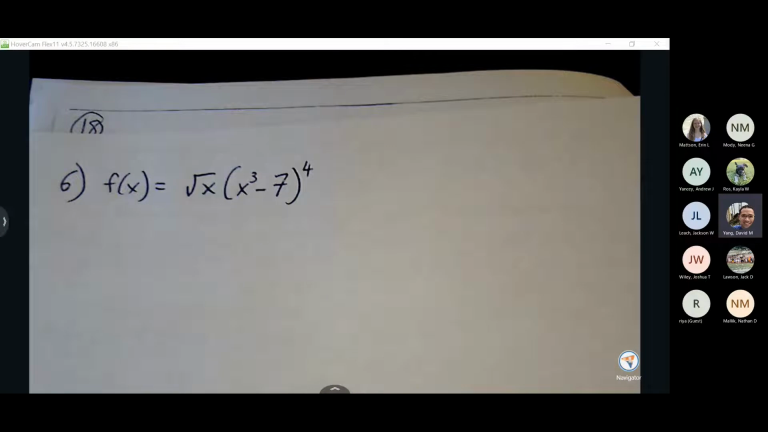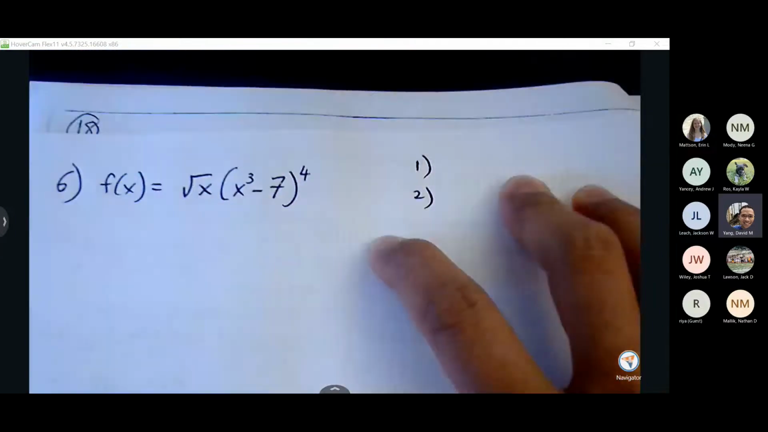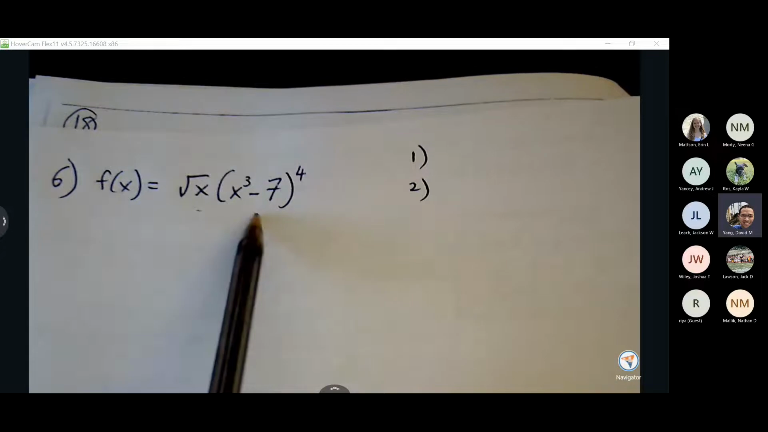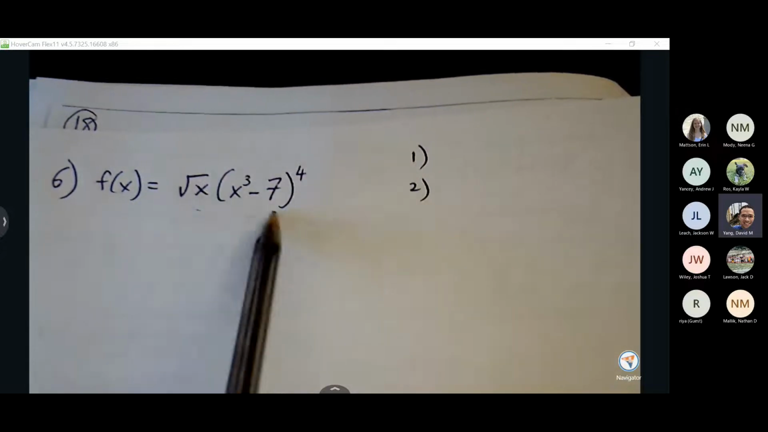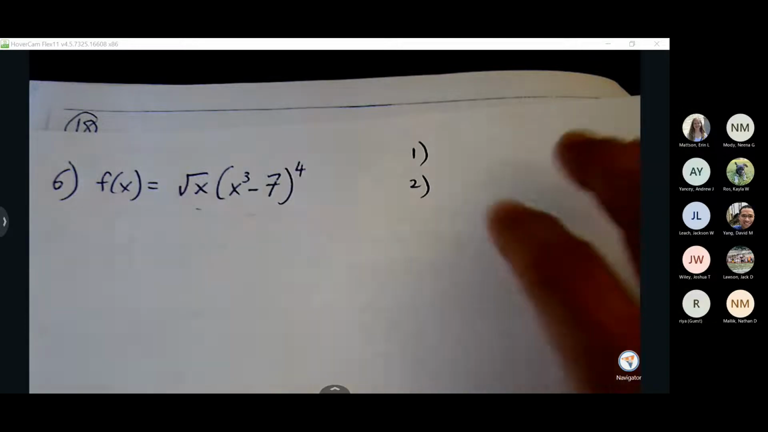Okay, number 6, asking for the derivative. This is also a combination of 2 rules. Can you identify those 2 rules? Product and chain. Product, because you have 2 separate terms. Chain, because I see the parentheses. But now the question is, which one is going to take priority? Which one is first? Which one has a larger reach?